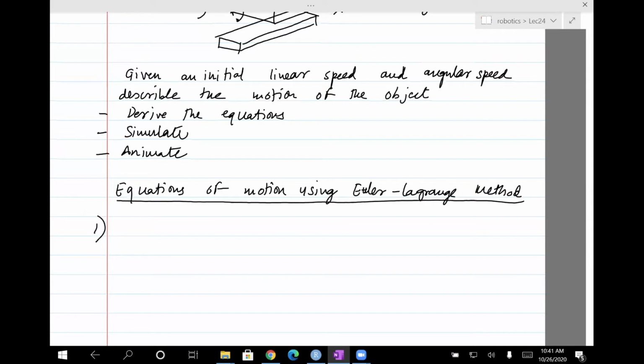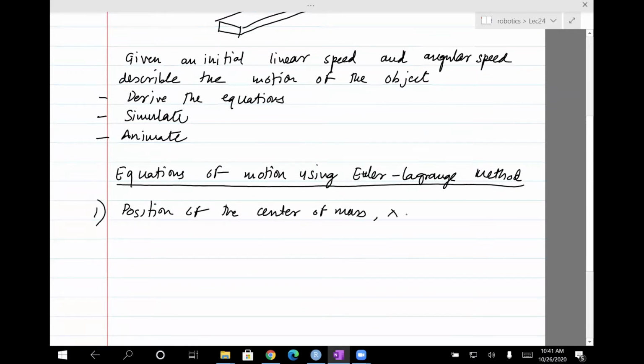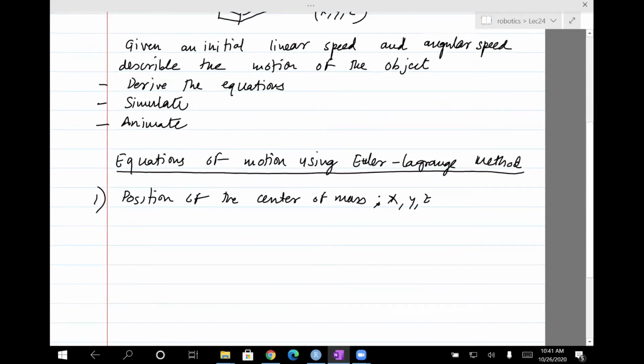So the first step, if you recollect, for Euler-Lagrange is to write the position of the center of mass. In this case, it's simply the x, y, z, right? So let's say that this is the center of mass, which is also at the geometric center. And that's really simple. That's not much to be done there.